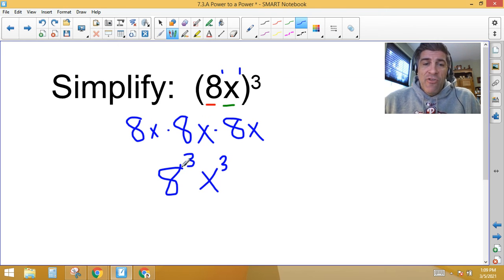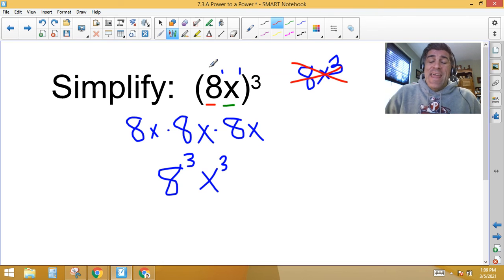The answer is 8 cubed x cubed, not just 8x cubed. I'm going to write this down and show you this is not good. This 8x cubed, no good. That exponent has to go to everything inside the parentheses. Remember that. And that's it.